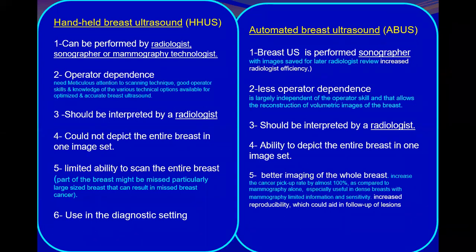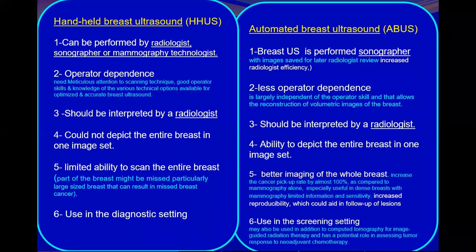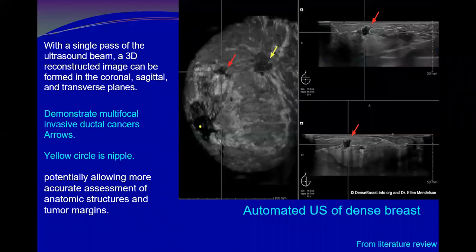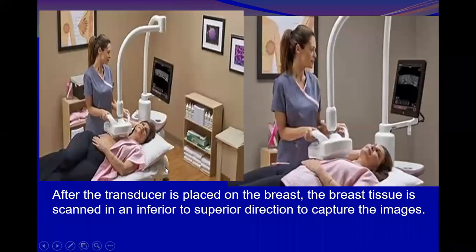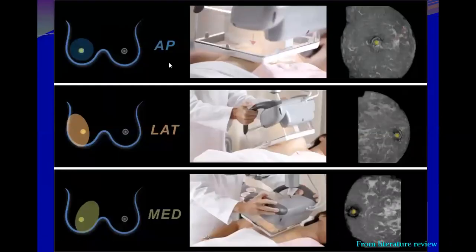Handheld ultrasound is usually used in the diagnostic setting, while the automated is usually used in the screening setting. This is an image of 3D automated ultrasound of a dense breast demonstrating multifocal suspicious masses in a case of invasive cancer. This is the nipple, and look, it even shows where the lesions are related to the nipple. And here the patient is lying supine, and the technologist doing the 3D is taking almost three views, you see.